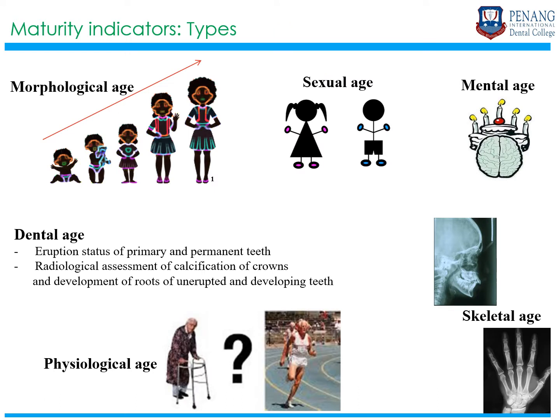Here you can find different types of maturity indicators normally used. The first one is morphological age, second one would be sexual age, the third one is mental age, the fourth one is dental age, the other one is physiological age, and the last one is skeletal age. They're not in any particular order, so you may assess them individually or you can assess several of them as a group. So I'm not going to go into the details of each. I will leave it for you to deliberate on them.